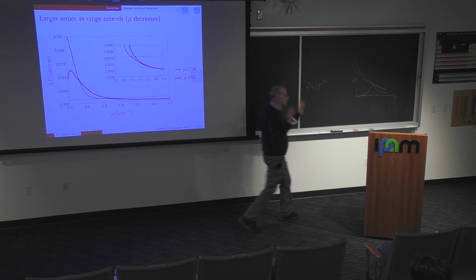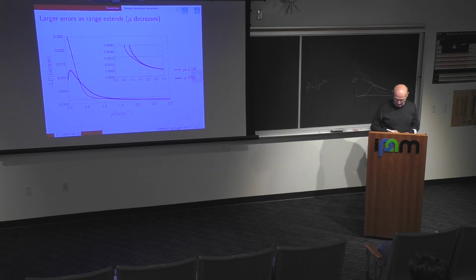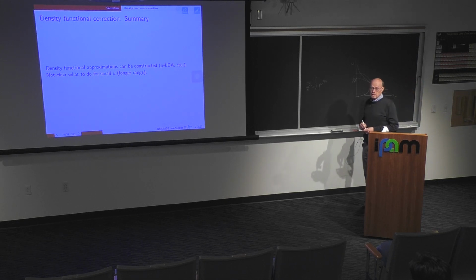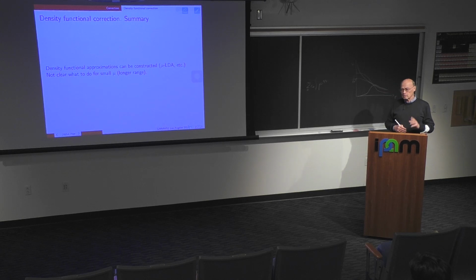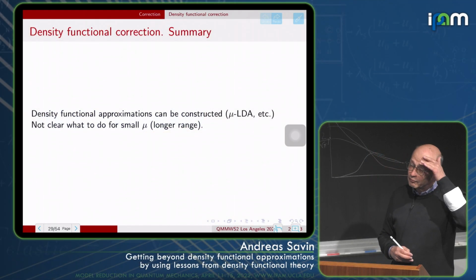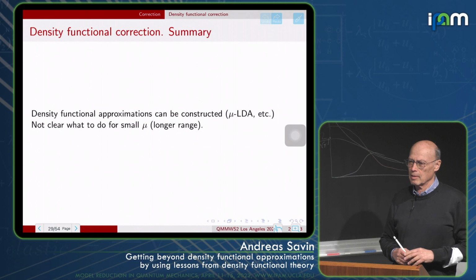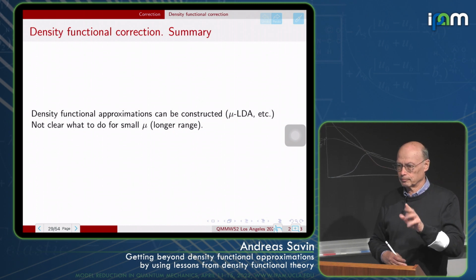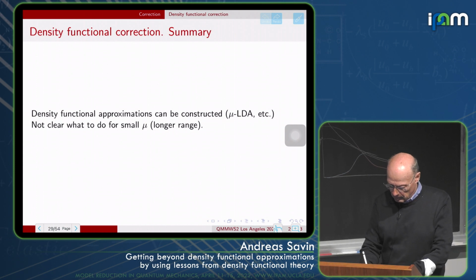In fact, I thank you all for the questions. So now the summary for density functionals: you can construct density functional approximations, and it's not clear what to do when the interaction is vanishing. In fact, I don't even think that these approximate density functionals are defined for a non-interacting system. I think you should at least take the limit lambda goes to 0, not lambda equals 0. But this is a different issue.